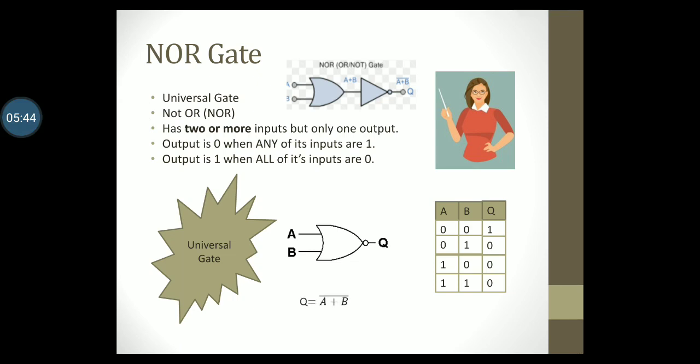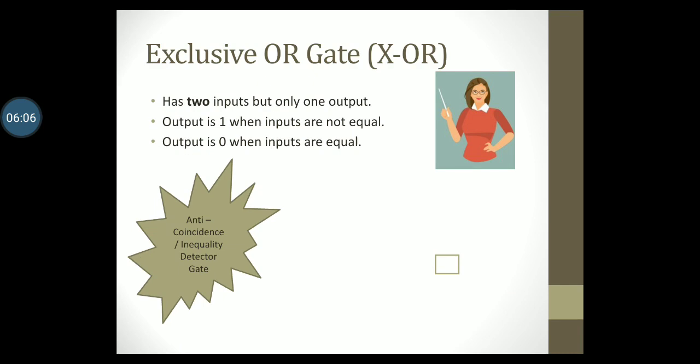The logic equation for the NOR gate in terms of inputs and outputs is given as (A plus B) the whole bar. Notice that the bar covers both A plus B. It can also be written as (A plus B) the whole dash.